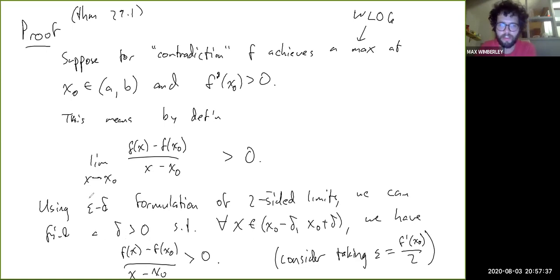This is a common theme: when you have a quantity, some function or a sequence, that converges to a positive number or a negative number, by controlling the limiting process, you can force that quantity to stay either positive or negative. So yeah.